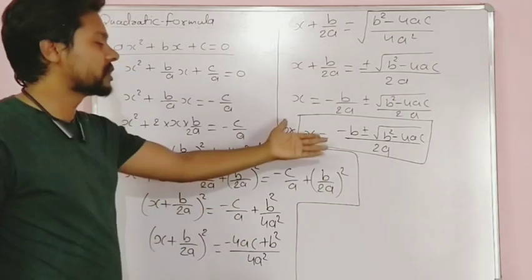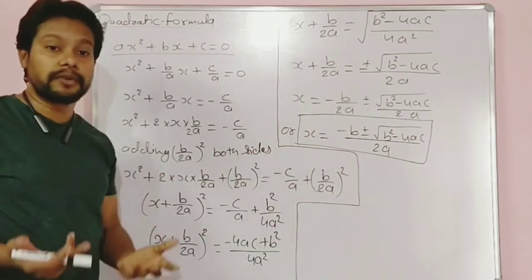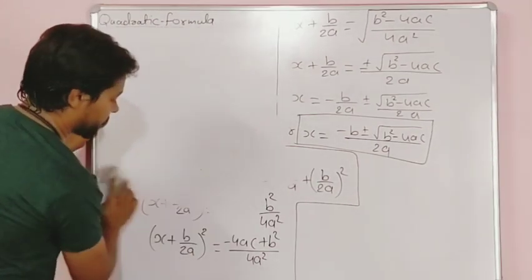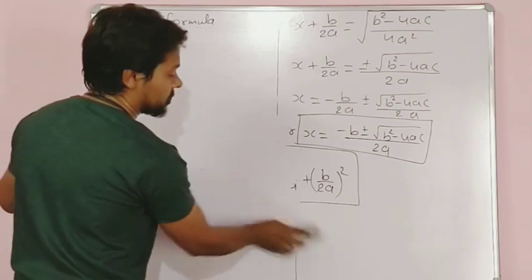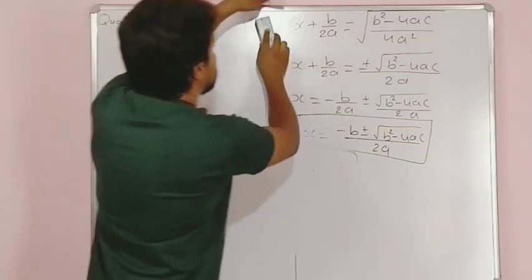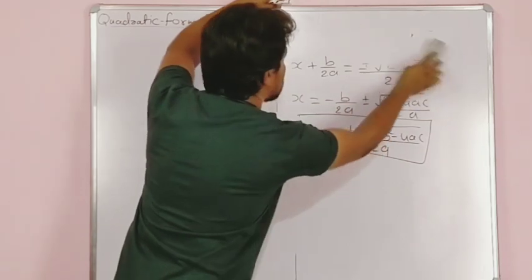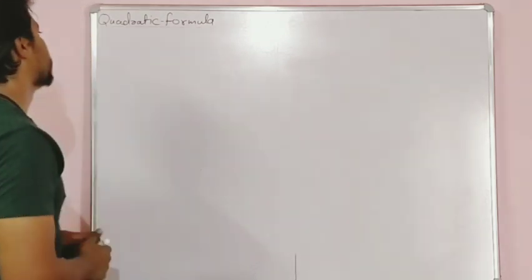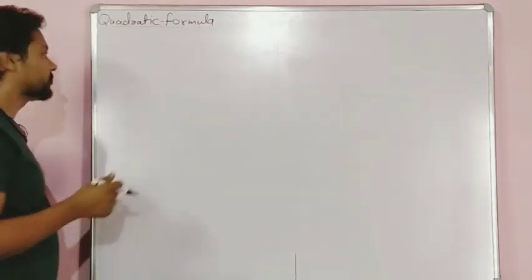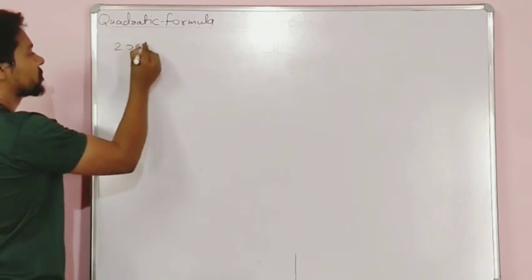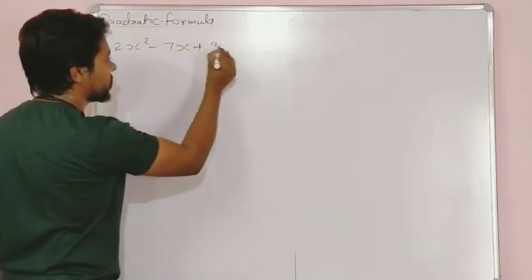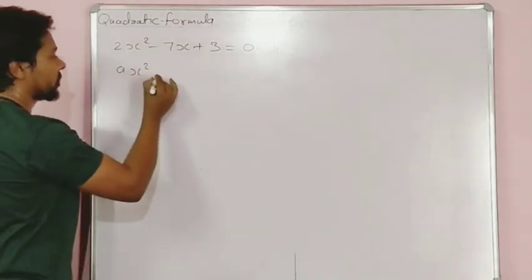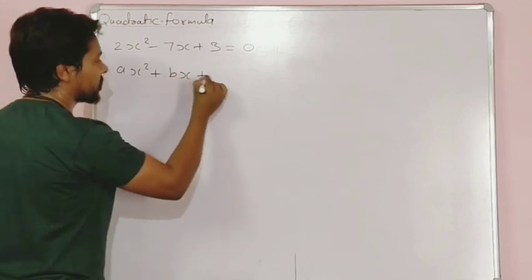Now we will see how to use this quadratic formula to get the roots of any quadratic equation. To learn this, we will use the same equation as we used in the previous video, so that we can verify the same roots in this video. In the previous video we took the equation 2x² - 7x + 3 = 0. Now what is our standard form? ax² + bx + c = 0.